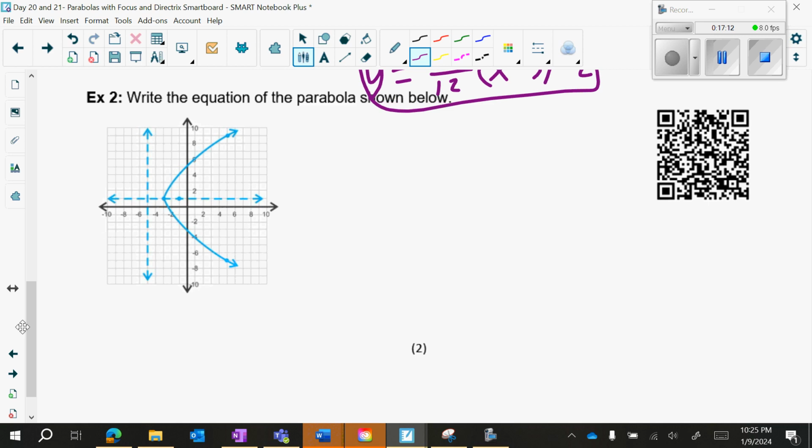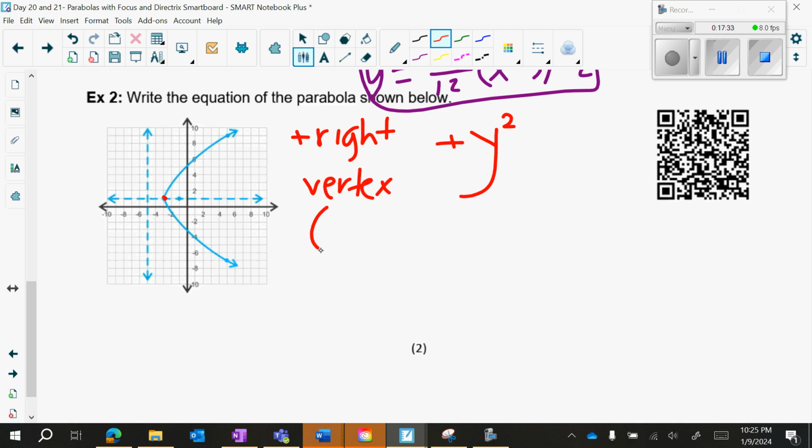All right, let's do the next one. Here we go. Is it opening up or down, right or left? I'm hoping you're saying it's opening to the right. So if it opens right, it's going to be positive y squared. So that's the first thing. All right, look for the vertex. Write it down.